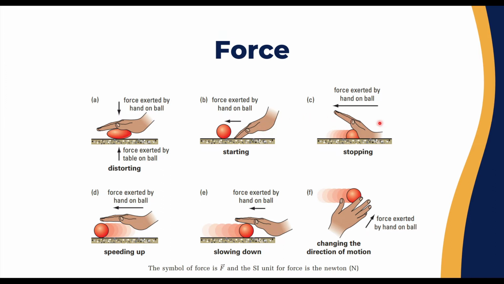You can as well with force stop the motion of the object. You can as well speed up the object and increase its speed or slow down its speed. And as we mentioned, you can change the direction of motion using force. Force is represented by the symbol F capital with an arrow. That means it is a directional value, and the unit of force in SI units is known as Newton.